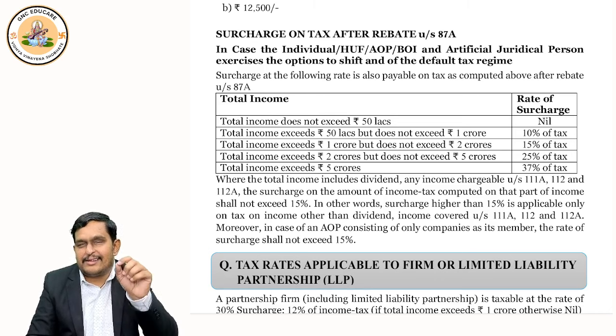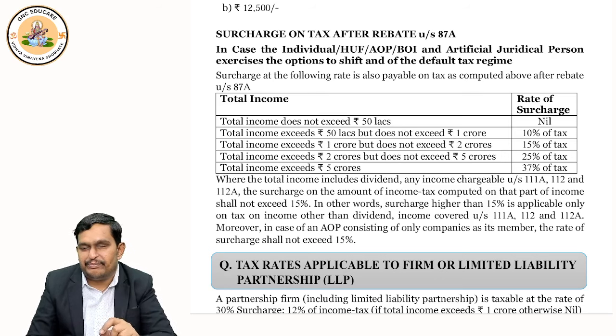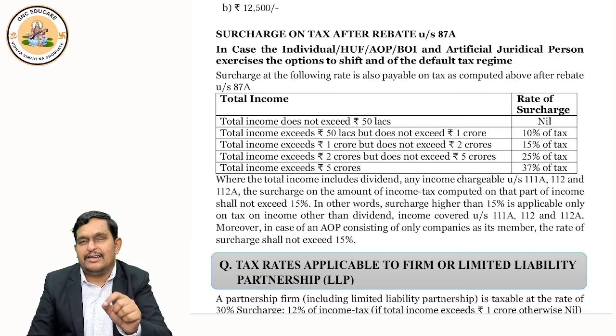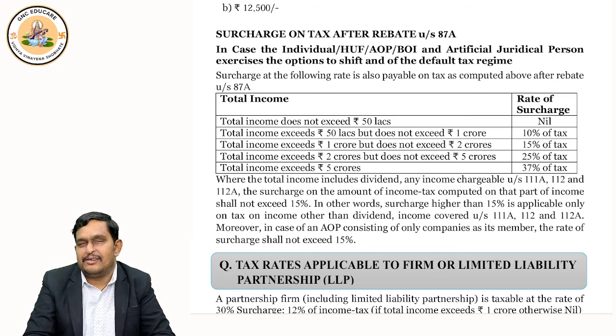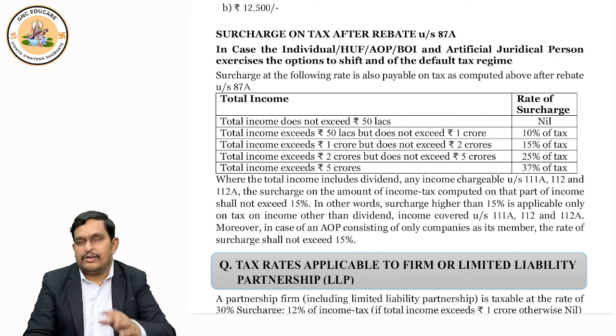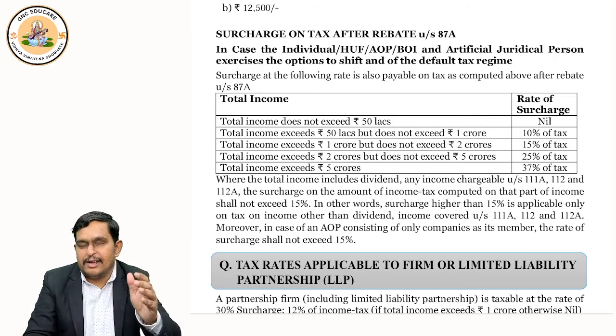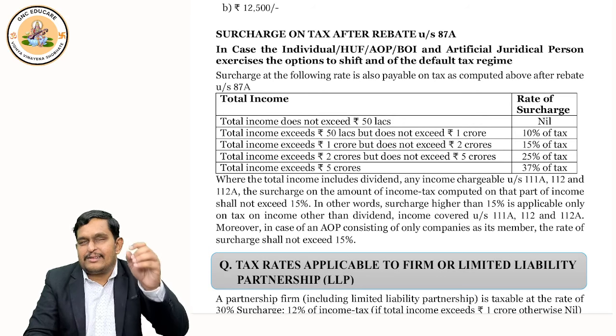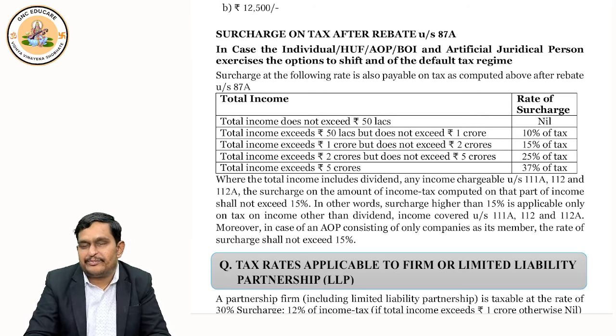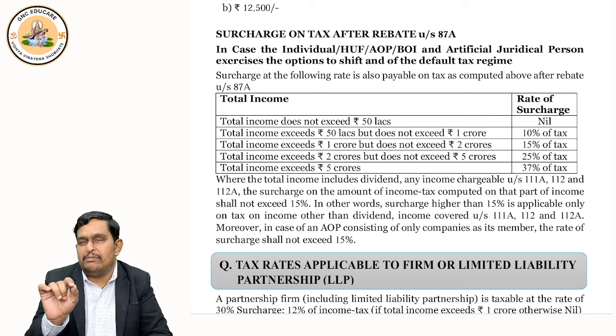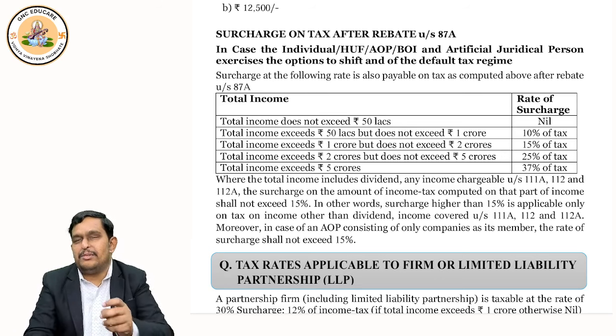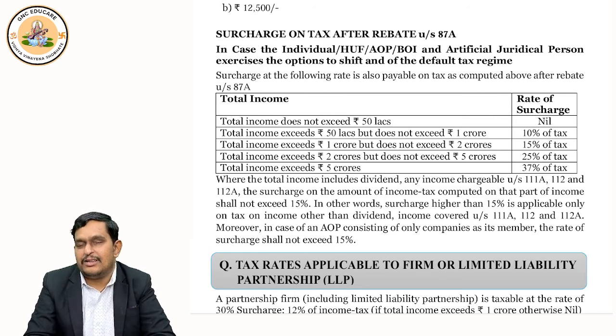Now when we are seeing the slab, we are checking your income, in which category you fall. That rate of surcharge will apply. Earlier when I taught you the income tax computation based on your income, that was step by step, stage by stage. But when I am telling you about surcharge, it is flat. Suppose your income is 60 lakhs. You fall between 50 lakhs to 1 crore, correct? So for you, 10% surcharge will apply.